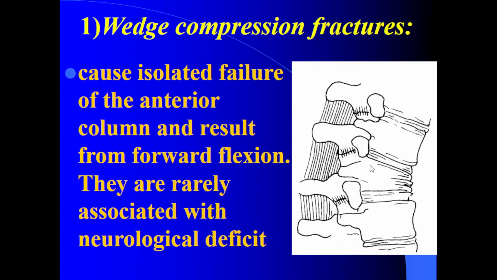What will we see during the X-ray examination? You will see that the anterior height of the vertebral body is reduced. If you compare the posterior height and the anterior one, you will see a difference. If you return to the Dennis supporting columns concept, you will see that the anterior column, in the case of wedge compression, will be damaged. The anterior column, once again, is the anterior two-thirds of the vertebral body.